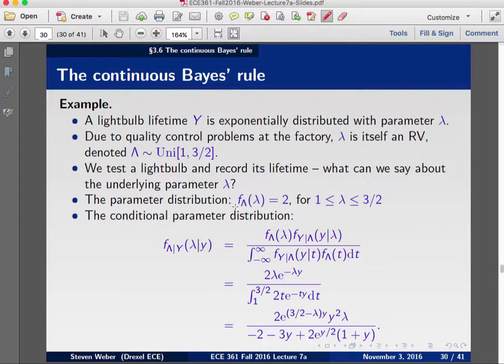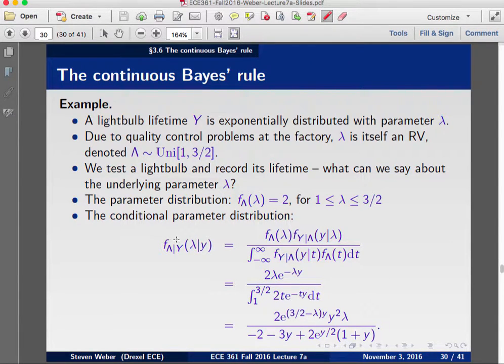So our distribution on quality control is the uniform distribution as set up here. And of course, the constant 2 comes from the fact that the width of the support interval from 1 to 3/2 is 1/2, and therefore the value of the probability density function is 1 over that support length, or 2, for all possible values of lambda between 1 and 3/2.